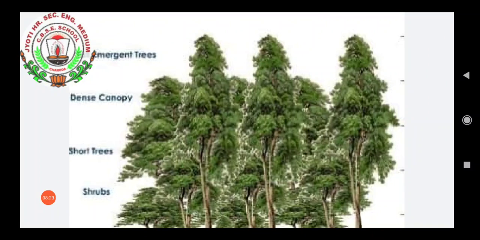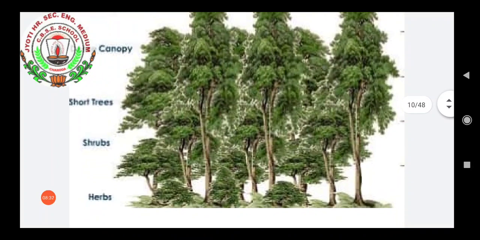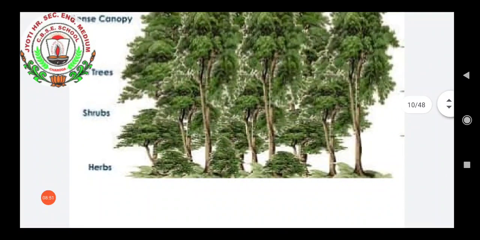When we move to the ground, there is a layer of some short trees, and after this we have a variety of shrubs and herbs. After that we have creepers and climbers there. There are no marked seasonal changes, so the trees do not shed their leaves in a particular season, and the vegetation is mostly of evergreen type.